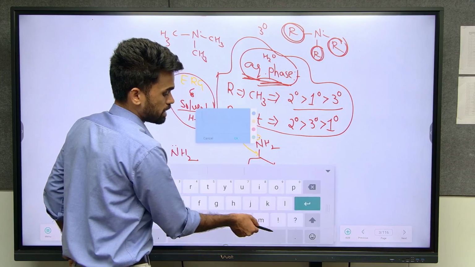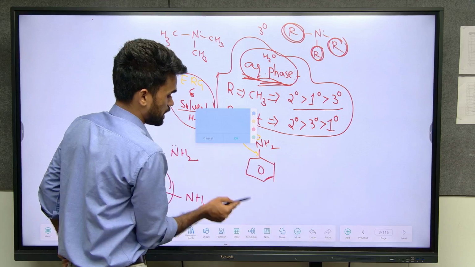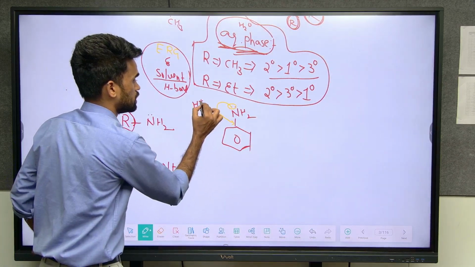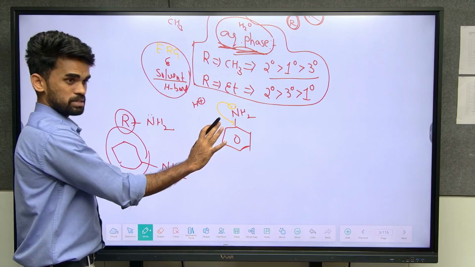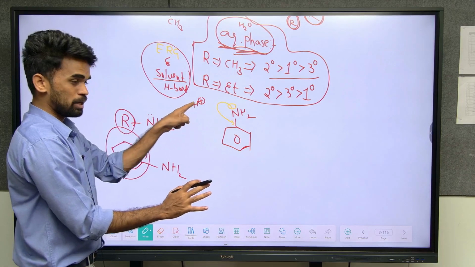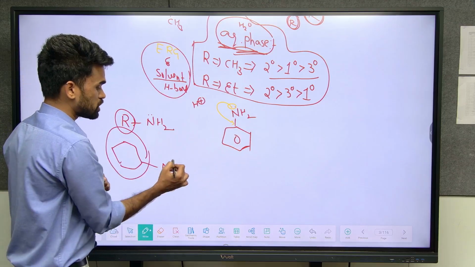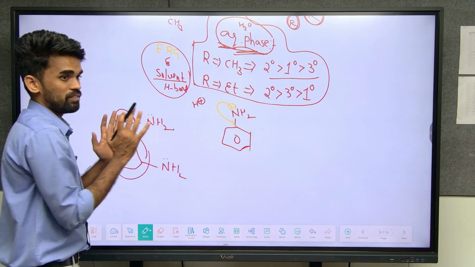Okay. See, basic nature is simple now. Basic nature means if the lone pair electrons are available to accept a proton, that will be more basic. What I am saying? If lone pair electrons are available to accept a proton, that will be more basic. Now tell me, in which case lone pair electrons are freely available?